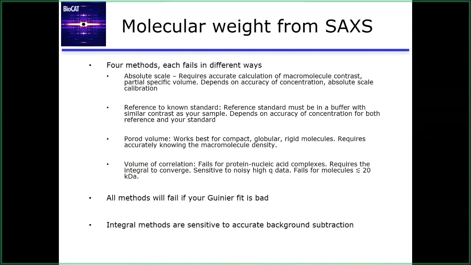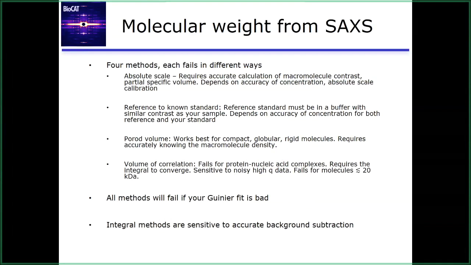The Porod volume method, the first concentration independent method, works best for compact globular rigid molecules. This is an effect of that integral that you have to do. It also requires accurately knowing the macromolecular density. Kind of most general is this volume of correlation. You don't need a density. In theory, it's relatively good with things that are extended or flexible, but it's very sensitive to noisy high q data. You need really good measurements far out in q to really nail this one down. It requires that integral to converge, which again is just measuring far enough out.